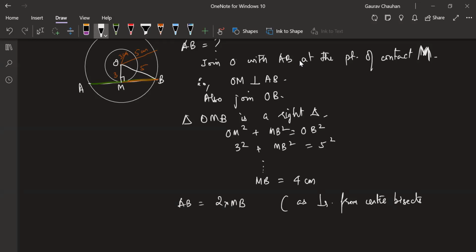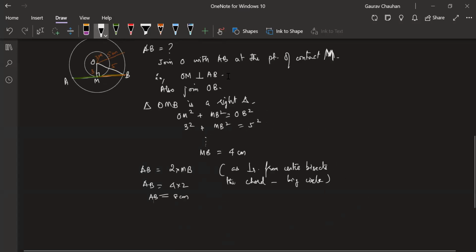Here we are thinking about the bigger circle. I'm just writing this here so that it's clearer. So AB is equal to 4 into 2, that's equal to 8 centimeters. How are you feeling? This is a very common question in board exams. This is a very interesting question.